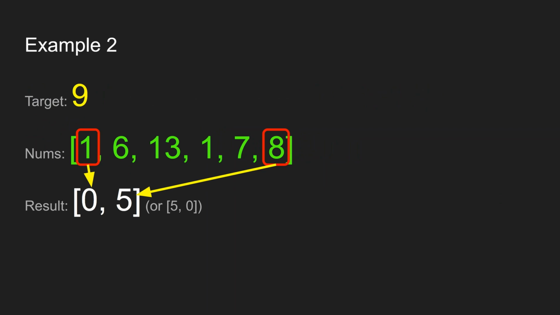In this second example, we have a target of 9 and we have the nums of 1, 6, 13, 1, 7 and 8. We take the index of 1, which is 0, and the index of 8, which is 5, and we return those back. Very simple. Now let's look at the O(n) square algorithm.